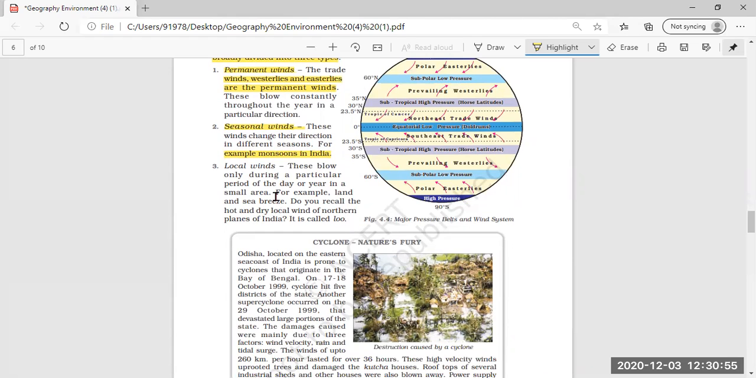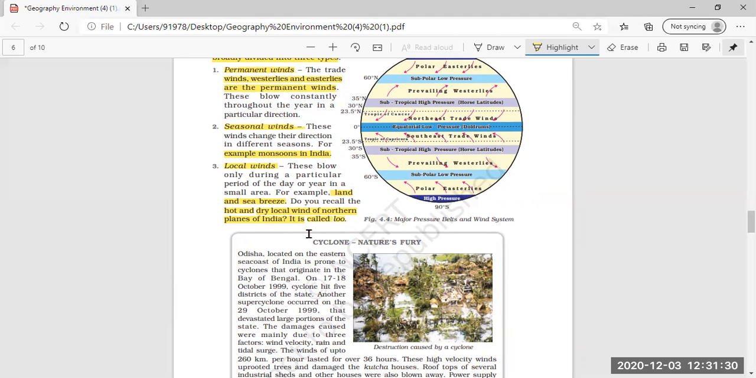Third, local winds. Local winds are those winds which blow only during a particular period of the day or year in a small area. As the name indicates, it blows in that particular area only, and in a particular period of the day or the year only. The example is land or sea breeze, or the hot and dry local winds of the northern plains in India, which we often term as Lu.